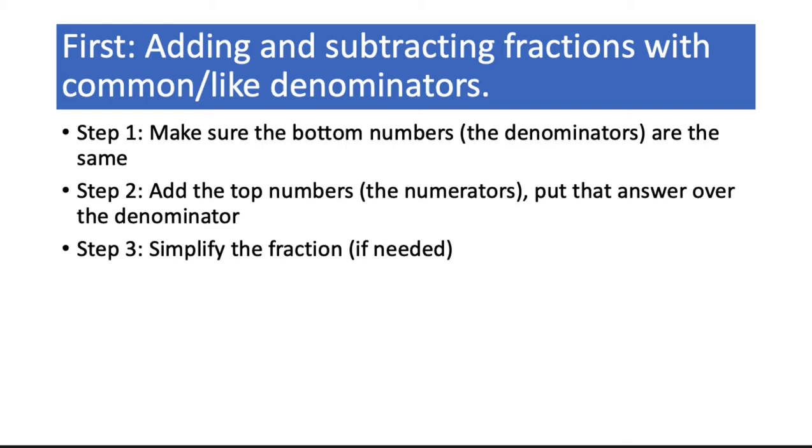Step 1, Step 2, and Step 3. So we divided these into 3 steps, and we will do the same for the others. Step 1 is to make sure that the bottom numbers or the denominators are the same. Just to be sure, check first. Step 2, add the top numbers or the numerators and put the answer over the denominator. Do not change it, do not add it, just the same number but add the numerators only. Step 3, just to be sure that it's simplified to the simplest form if needed.